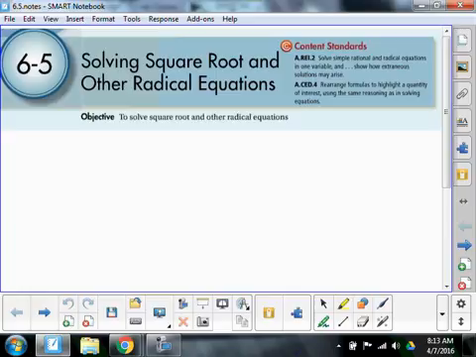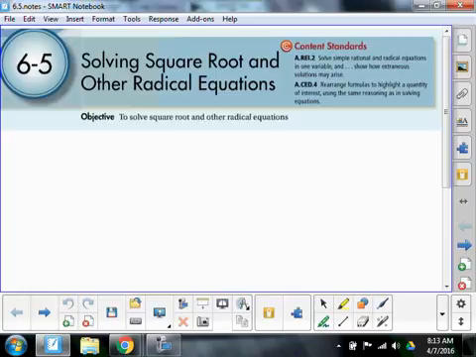do some skater talk. Anyway, the objective, the goal, by the end of this lesson, if you're asking yourself a question, you should be able to say, self, can I solve a square root equation? Can I solve some other radical equation?